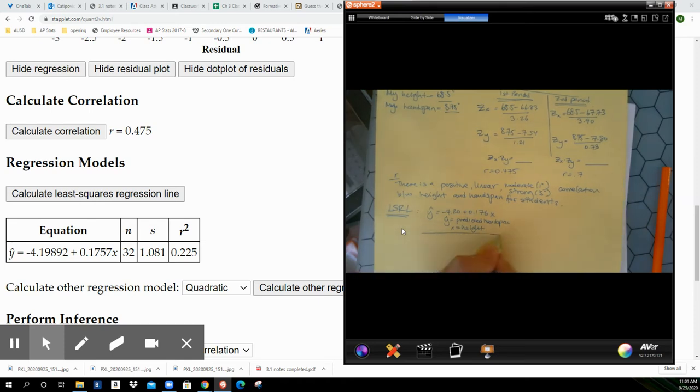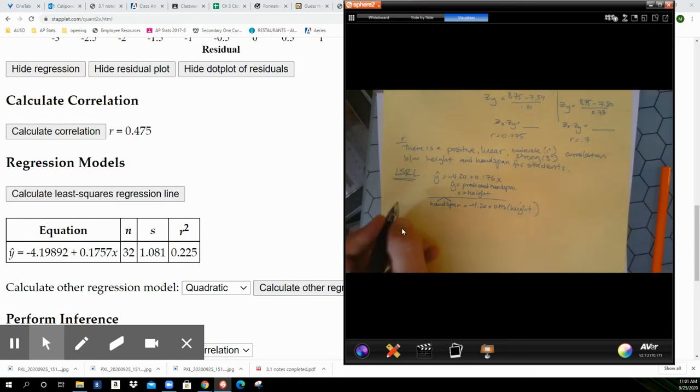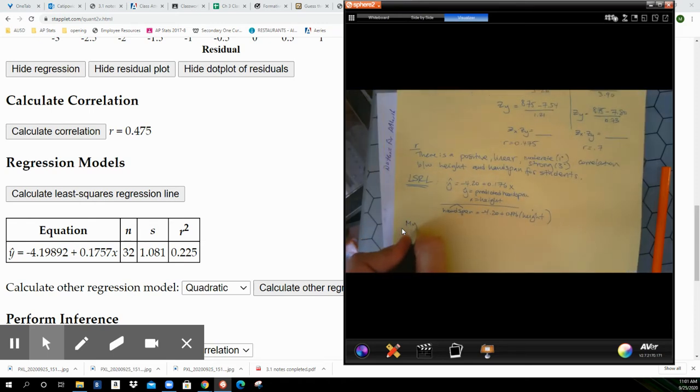I prefer to write handspan predicted with the hat. I do this because I tend to forget to do this, so I'm just forcing myself to make sure it's there before I move on. So this is our equation. So then for yourself, you should be able to get your predicted handspan. So you'll be substituting. I'm going to be substituting my height.